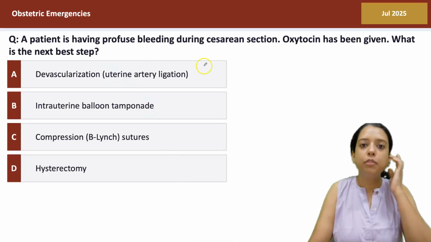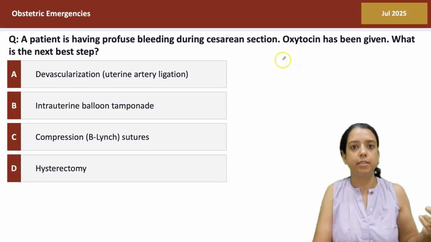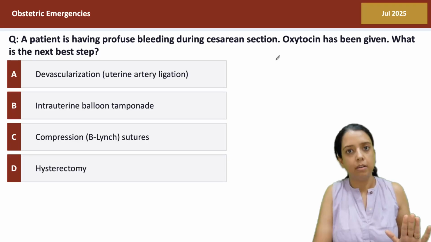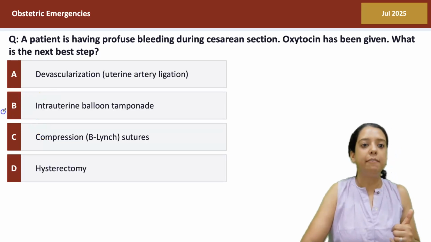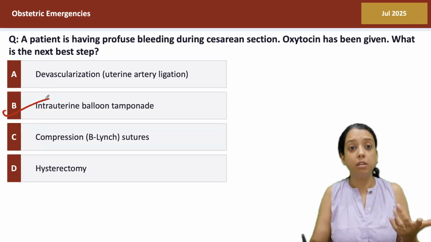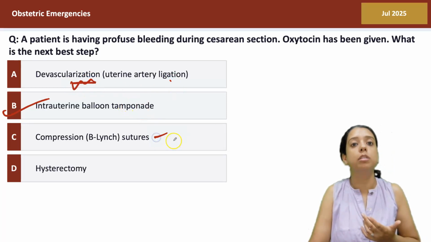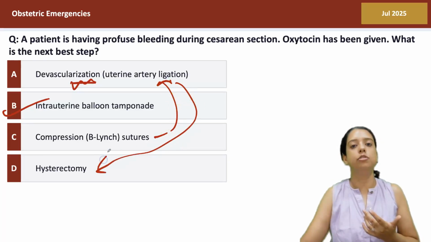A patient is having profuse bleeding during cesarean, oxytocin has been given. What will you do next? Always step by step. Oxytocin has been given, still bleeding has not stopped. Then balloon tamponade. If balloon tamponade is not given as an option, devascularization. Sorry, before devascularization, B-Lynch suture. Next step, devascularization. Still no answer to this, hysterectomy.